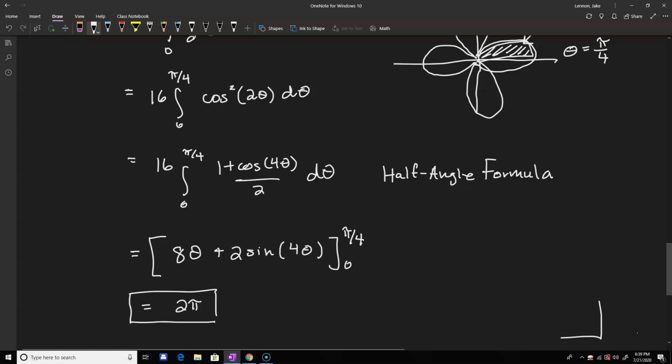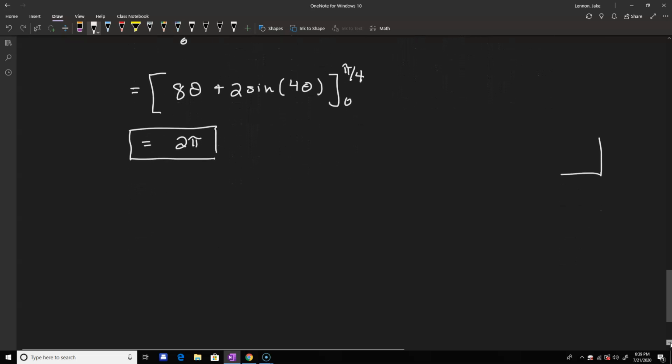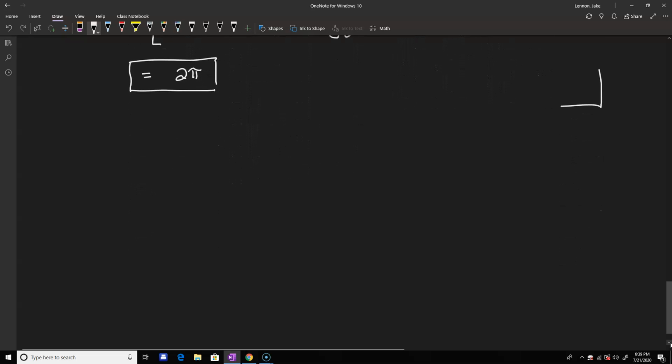Okay, so one last thing we want to talk about, since we talked about arc length before, let's go ahead and talk about the arc length of a polar curve, because that's also going to be something that we're interested in. So the arc length of a polar curve.